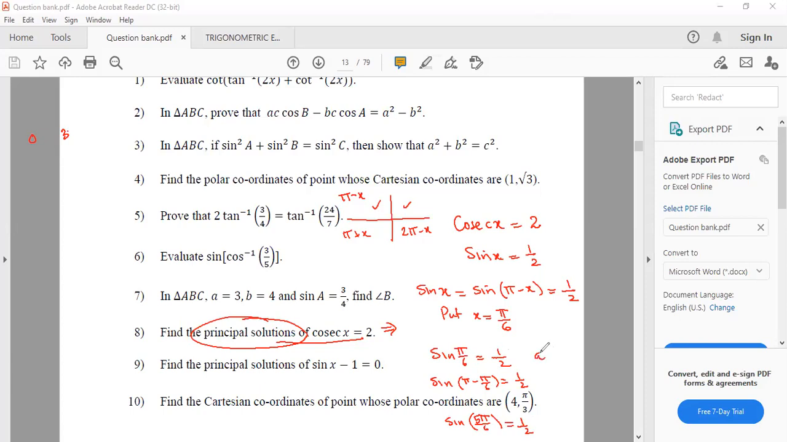Also, pi by 6 belongs to 0, 2 pi open bracket. And 5 pi by 6 also belongs to 0, 2 pi. Therefore, after writing this, the principal solution is, in set you must write, either you write with comma also will do, pi by 6, comma 5 pi by 6. Now tell me, why did I write the equation this way? What is the necessity to write like this?